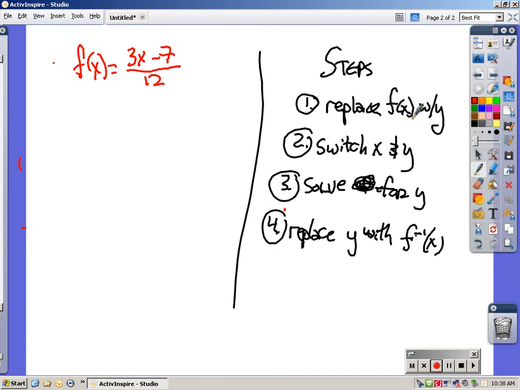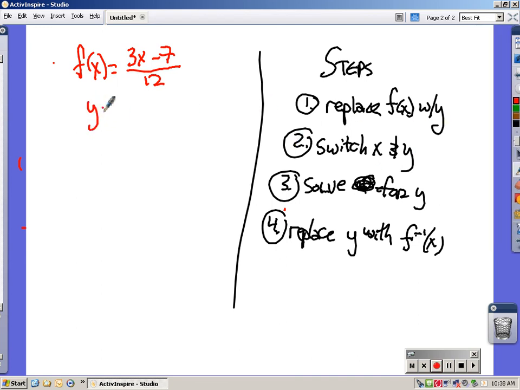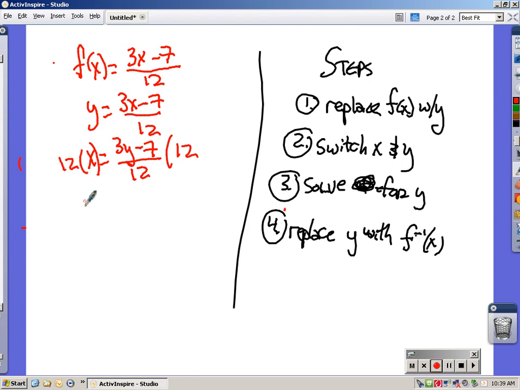So replace f of x with y. Okay, I can do that. Switch the x and the y, switch the input and the output. So rewrite it as, instead of a y here, there's an x. Instead of an x there, there's a y. Again, that's us flipping that machine over. Solve it for y, get it in a form that we can use. So notice this whole thing's divided by 12. Multiply both sides by 12. I didn't need those parentheses. 12x, it cancels over here.